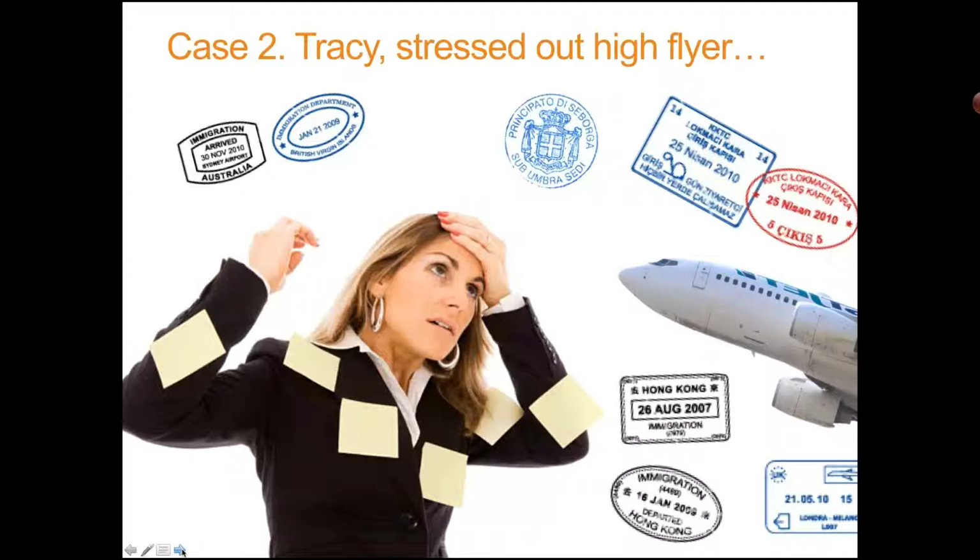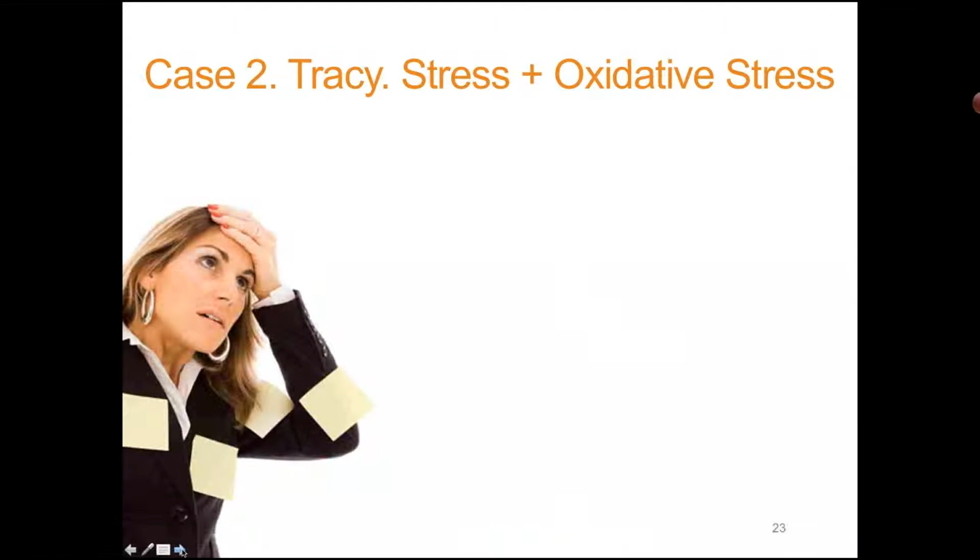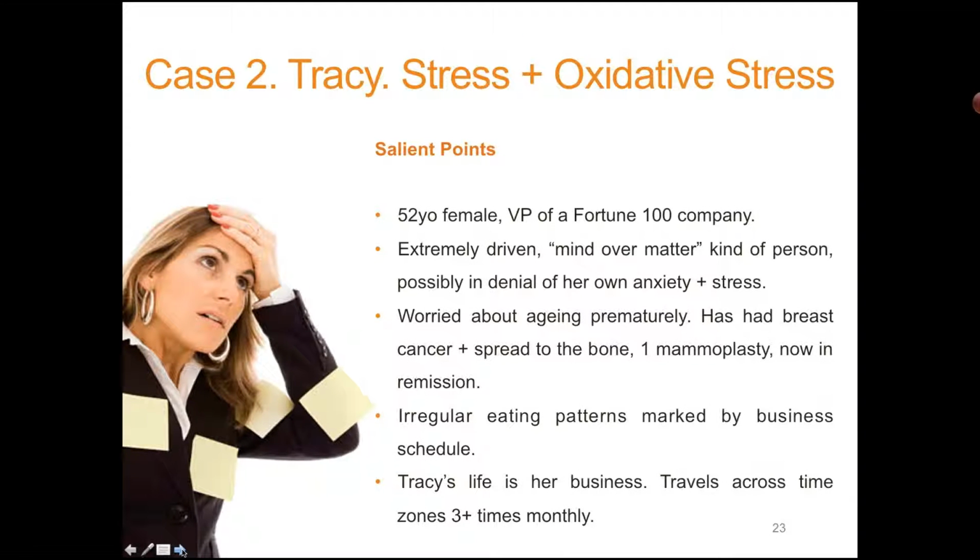So this is Tracy, a stressed out high flyer, who actually doesn't acknowledge that she's stressed out. She's a very mind over matter kind of person. She's mainly worried about aging prematurely, but she has had breast cancer. In fact, it's come back, and then spread to the bone. She has had successful radiotherapy and chemotherapy. She's had one mammoplasty, and she's now in remission. She doesn't discuss the cancer very much. She is worried about aging prematurely. She's actually looking really good.